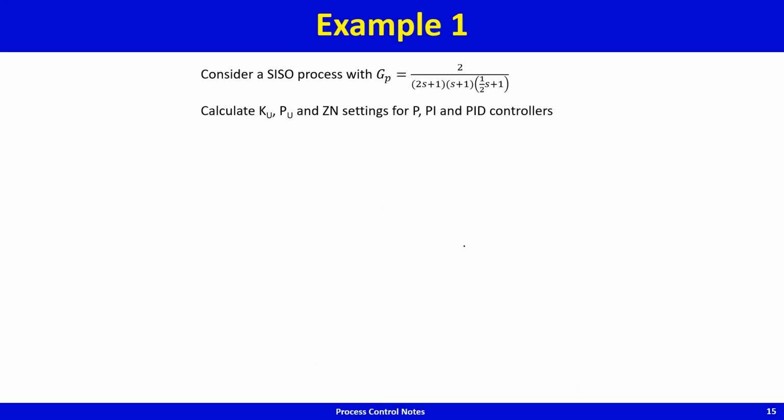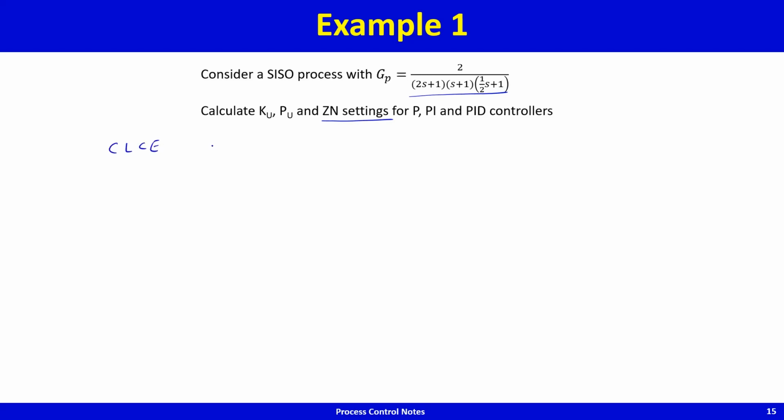So now let's just start doing some synthesis problems where we want to design a controller for a particular kind of process. So here's a process transfer function, a SISO process transfer function is given. Calculate Ku, Pu, and then obtain the Ziegler-Nichols settings for P, PI, and PID controllers. How do we do it? What's the closed loop characteristic equation?